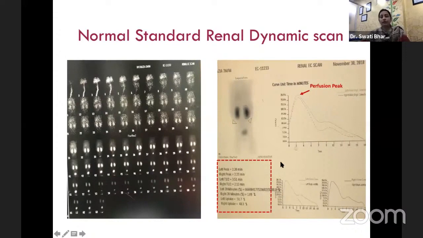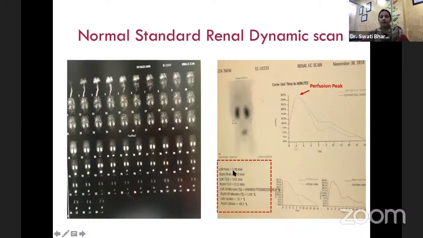And next we look at the curves. So the curve is given for right and left kidney separately. The peak represents the perfusion peak. So this peak should be attained within 5 minutes. If it is delayed, that means the perfusion of the kidneys is impaired. And then the curve further shows the drainage of the tracer from both the kidneys. The T half can be calculated, and then some numbers are given with each of the curve.